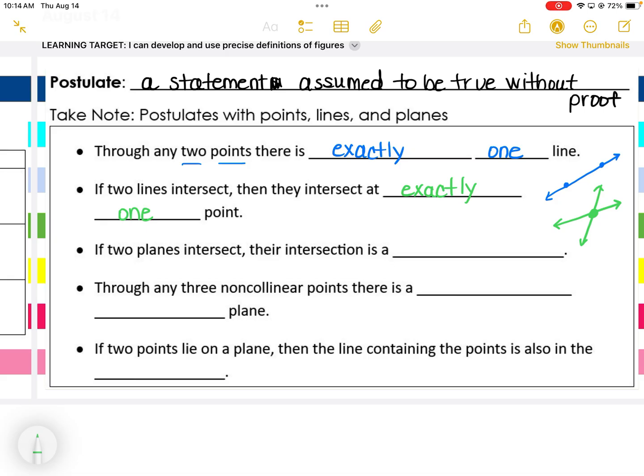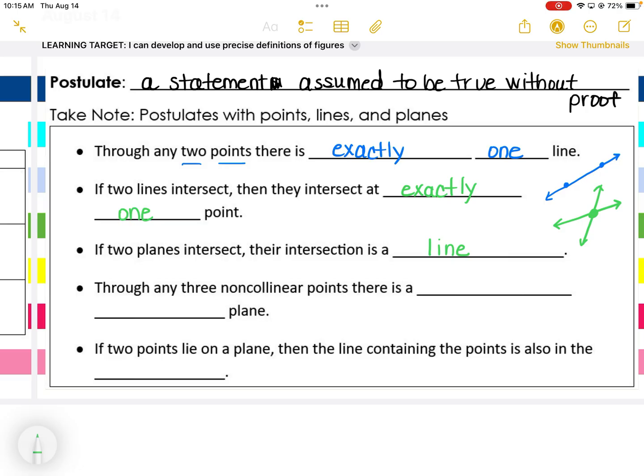Okay. The third one, I'm not going to try to draw this one, okay? But if 2 planes intersect, their intersection is a line. Okay, if 2 planes intersect, their intersection is a line. And you'll see that in some of the drawings we'll look at in a minute.